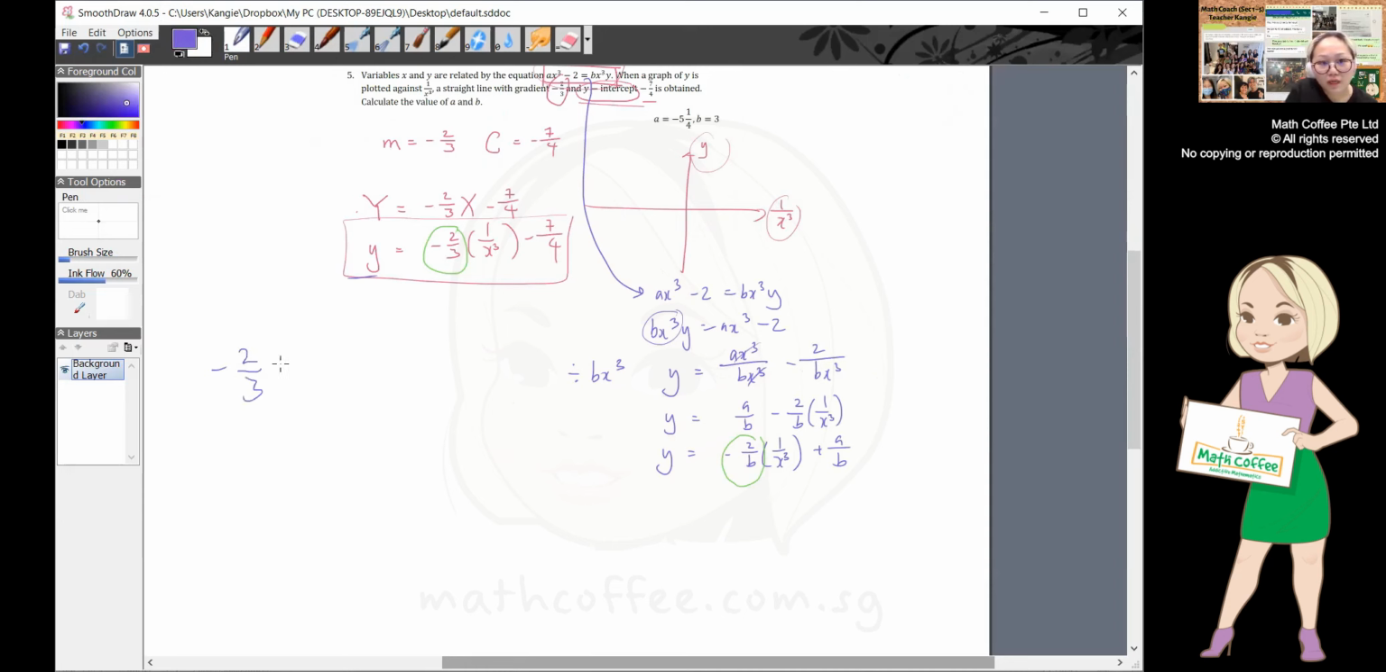Okay, minus 2/3 is equal to minus 2 over b. So actually this one, no need to solve, very straightforward. Straight away I know my b is equal to 3. Now you know this is equal to a over b. So my a over b is equal to minus 7/4.